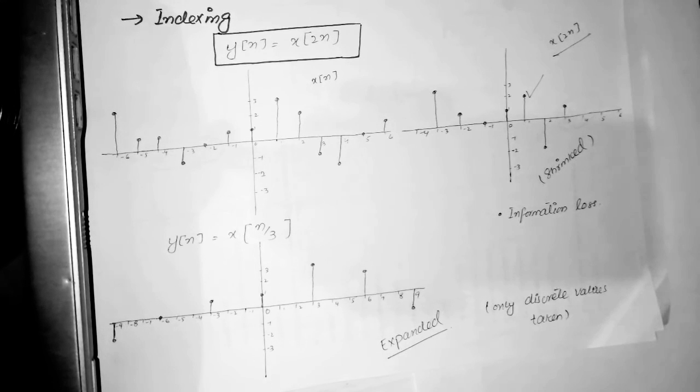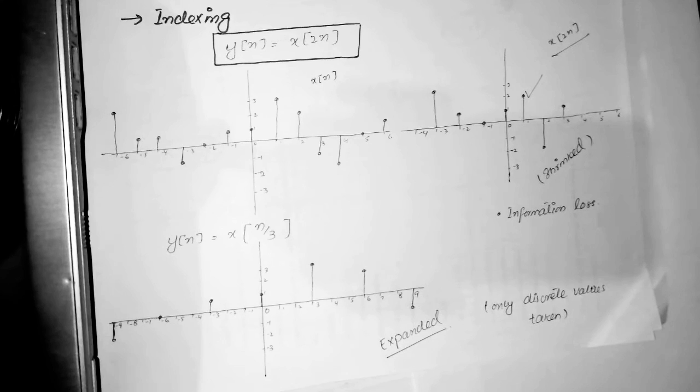In the indexing operation, y of n is equal to x of 2n. It will shrink the signal by a factor of 2. By doing this operation, we have information loss. In the next example, we have y of n is equal to x of n over 3. We can expand the signal by doing this operation.